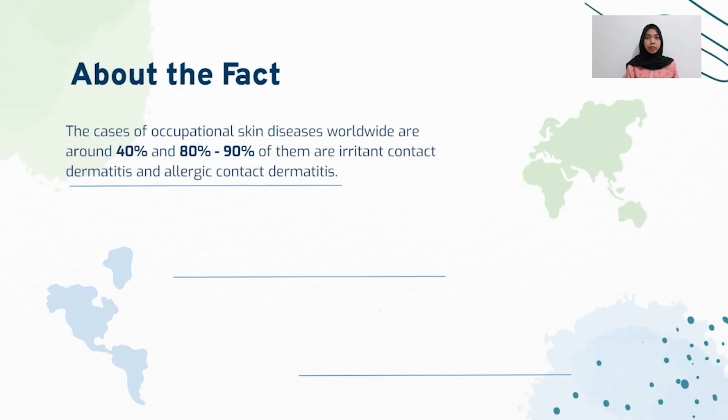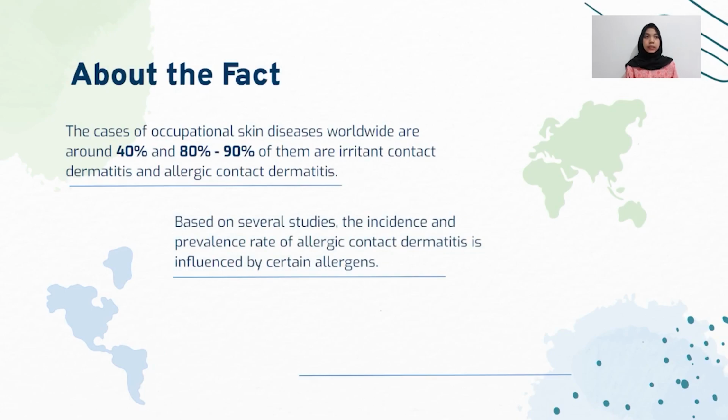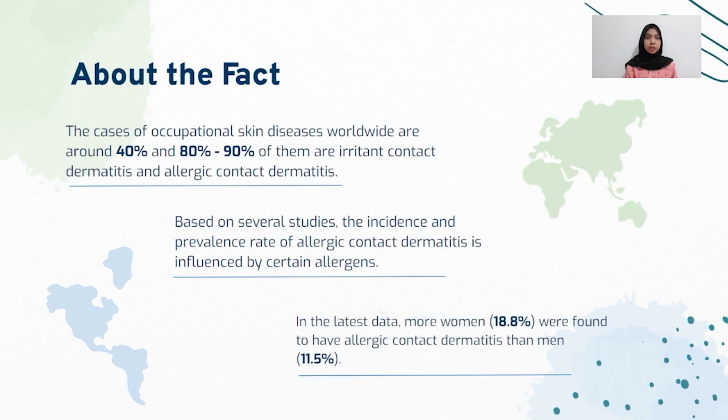This is more about the fact, as before, that skin disease is the fourth leading cause of non-fatal disease in the world. The cases of occupational skin diseases worldwide are around 40%, and 80% to 90% of them are irritant contact dermatitis and allergic contact dermatitis. Based on several studies, the incidence and prevalence rate of allergic contact dermatitis is influenced by certain allergens, and even in the latest data, more women were found to have allergic contact dermatitis than men.